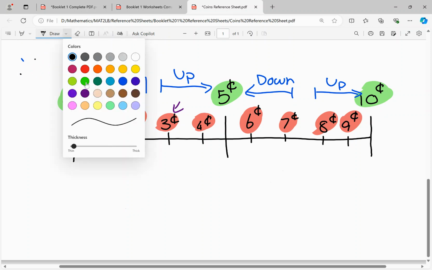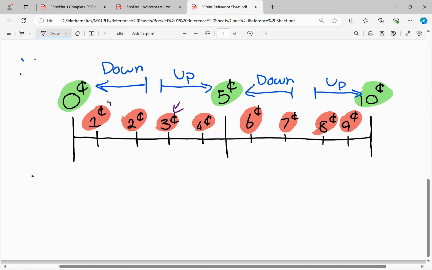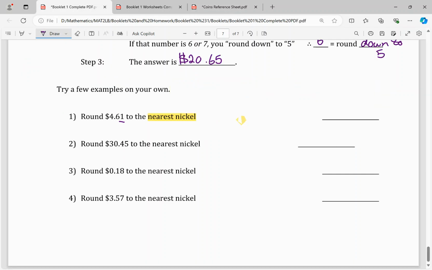Here is our 1. So we are going to round down to 0. That makes our final amount $4.60.